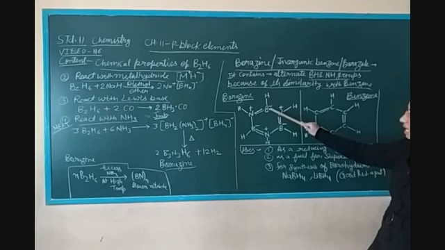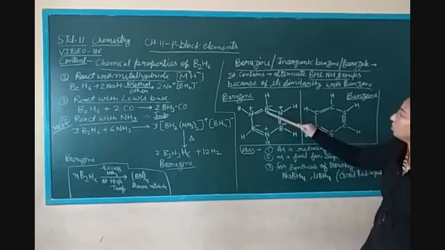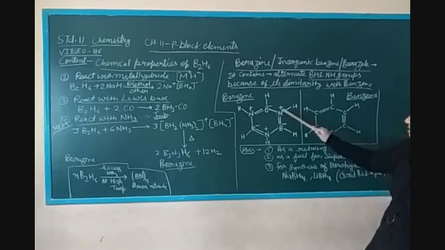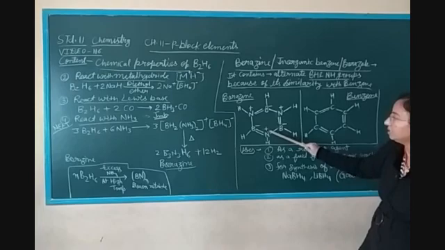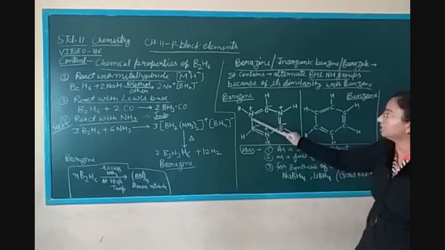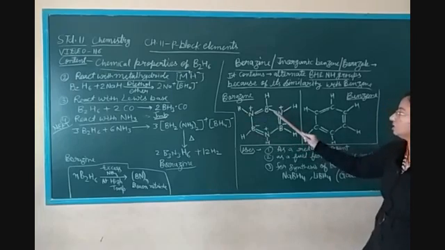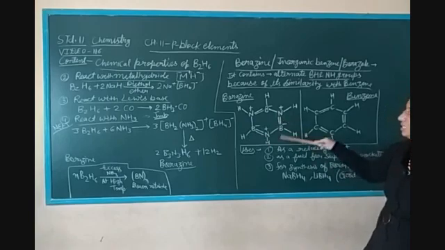Boron accepts the electron, so negative charge on boron. Nitrogen gives its electron, so positive charge on nitrogen. So BH minus single bond and NH plus double bond, BH minus single bond and NH plus double bond, BH minus single bond and NH plus. So this single bond double bond conjugated system is also present in borazine.